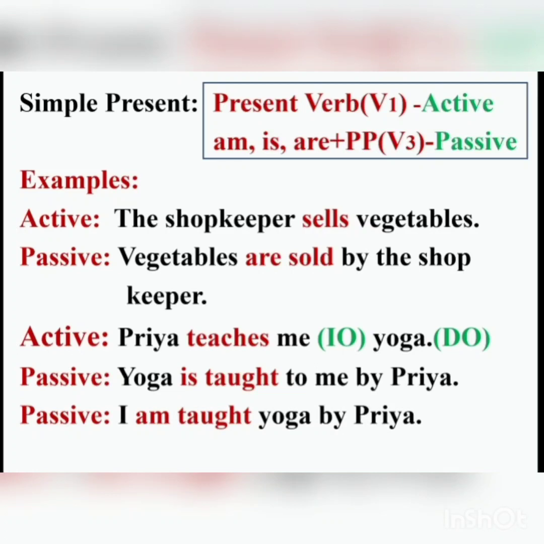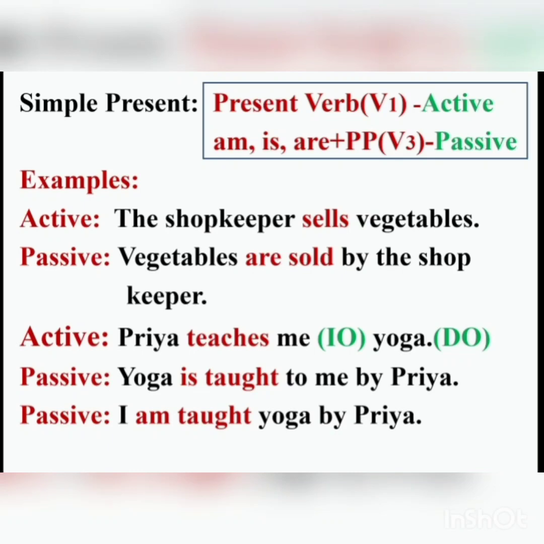Let us take the direct object first. Yoga is taught to me by Priya. And the second one is me. We just saw how a pronoun changes from active to passive. Me will change into I in the subjective case. So, I am taught yoga by Priya.